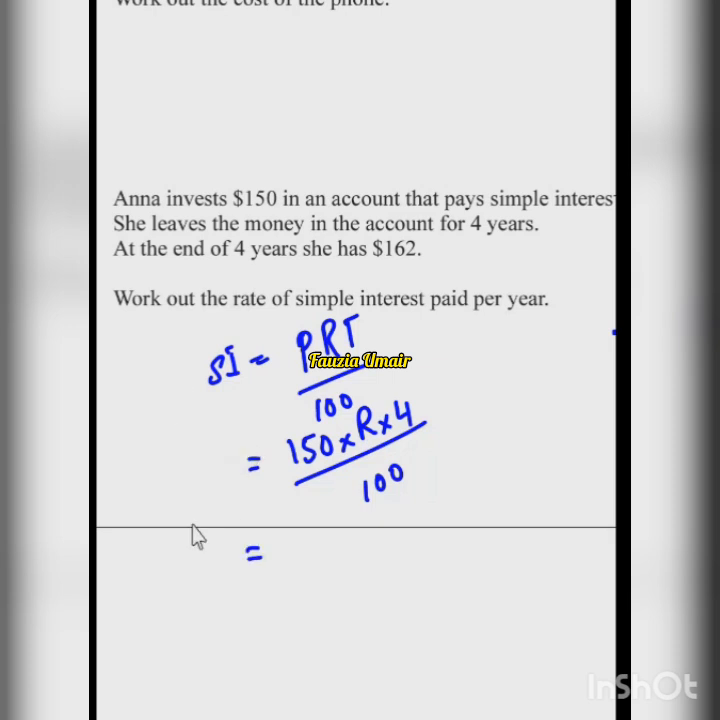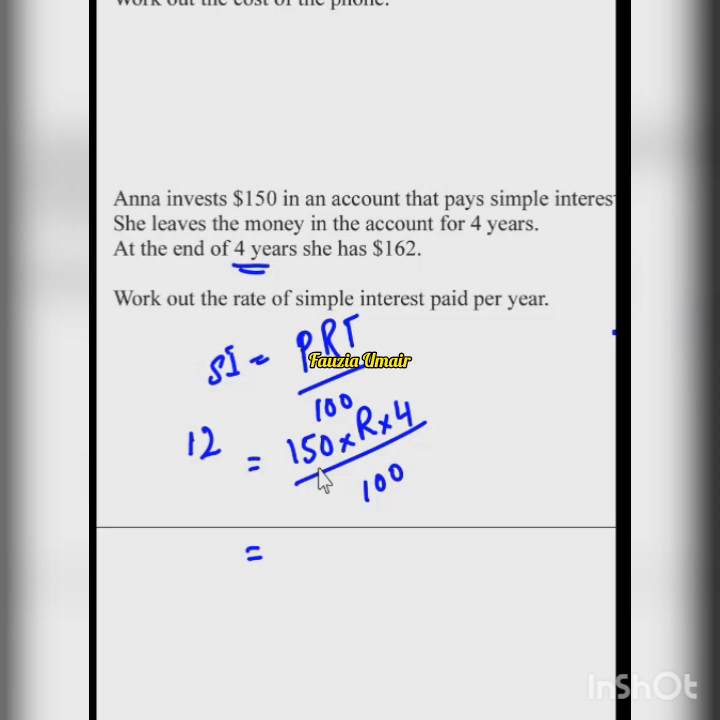162 minus 150. That's right. So this is the total amount she is getting after 4 years. इसमें principal amount भी है और interest भी है. So you need to subtract it. आपने ये चीज ध्यान रखनी है. So this is the money she is getting after 4 years. It means that this is having the principal amount as well. So simple interest is just $12. ठीक है? Simple interest is $12.